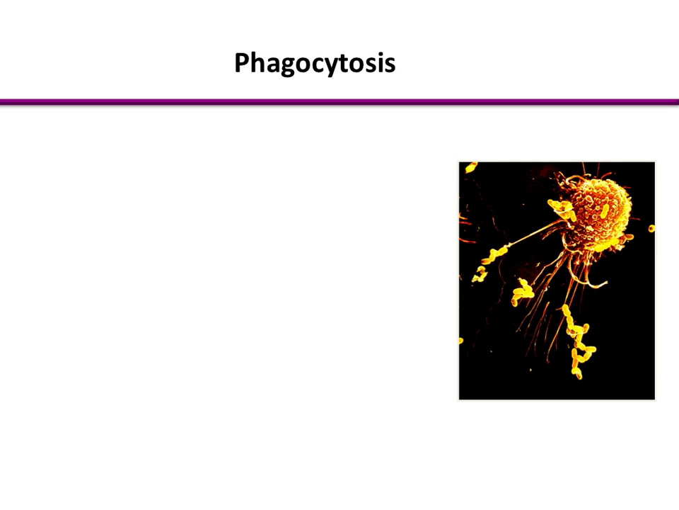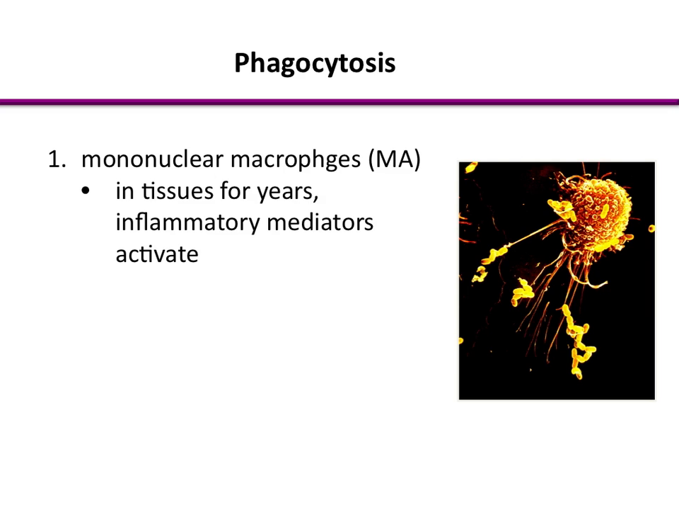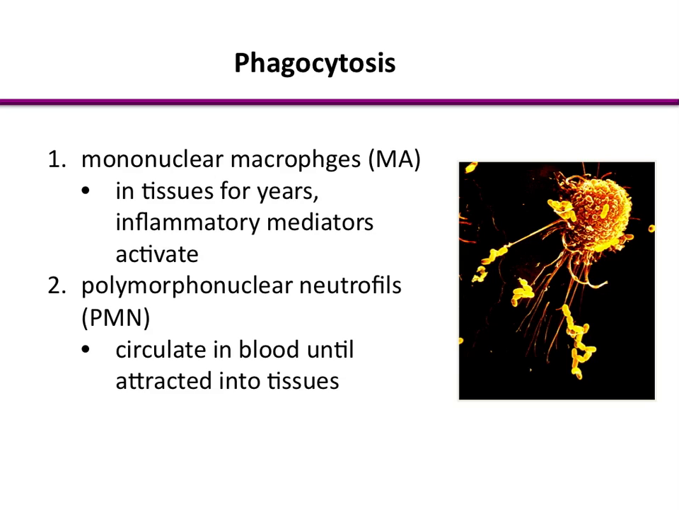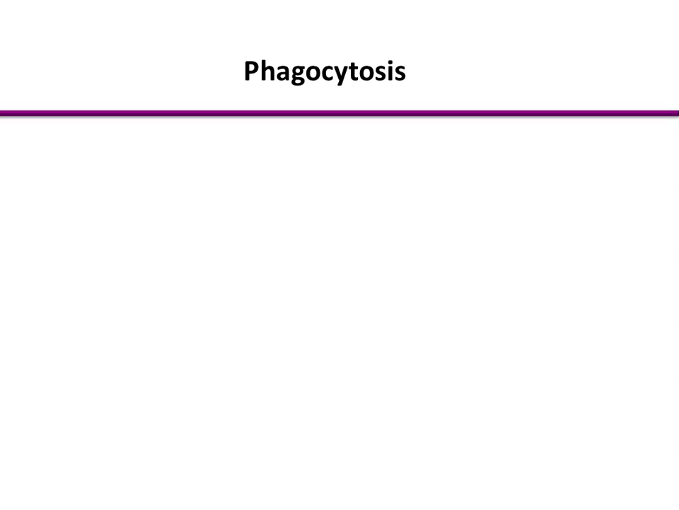Okay, so what cells are then involved in phagocytosis? First of all, we have our mononuclear macrophages, which can hide in tissues for years, and then inflammatory mediators such as complement activation can activate them and then they start producing all sorts of cytokines. PMNs, polymorphonuclear neutrophils, typically circulate in blood until attracted into tissues. So the blood is the reserve for PMNs, whereas tissues are the reserve for macrophages.